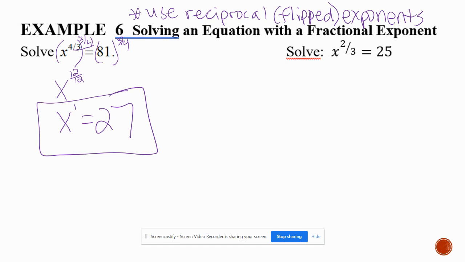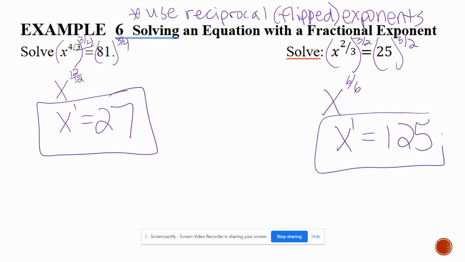We have x to the 2/3 power. The reciprocal of 2/3 is 3/2. So if I raise both sides to the 3/2 power, 2 times 3 is 6. 3 times 2 is 6. 6 over 6 is 1. 25 to the 3/2 power in my calculator is 125.